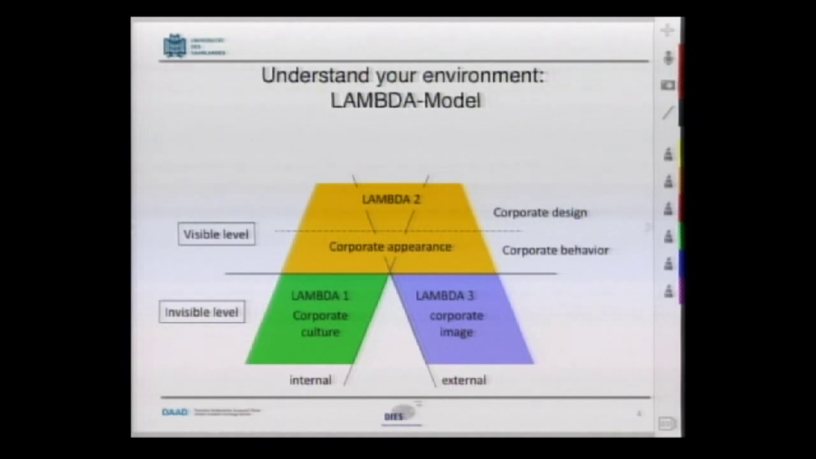Identity image? No, it's not the image. Image is coming later. Lambda 2 is the things we see. Actually, they are the aspects that you can control, that you have control over. Yes, you can control it, right. You see it. You can get it.